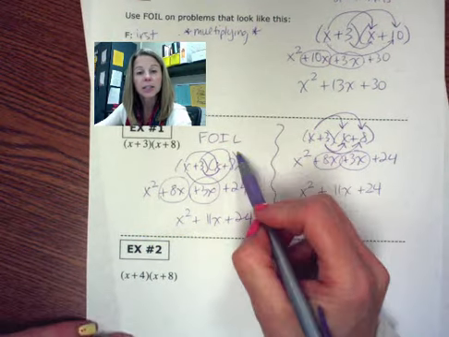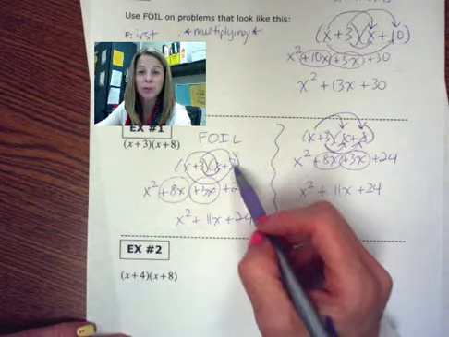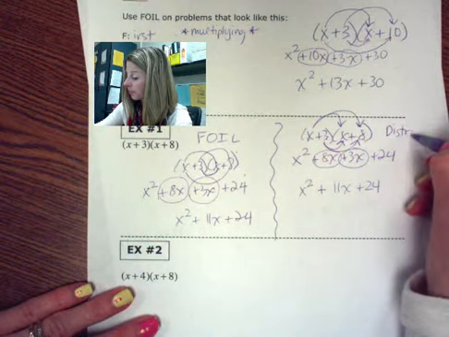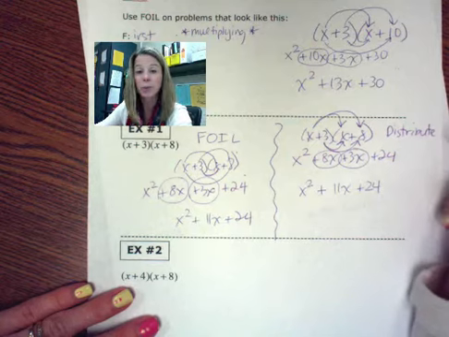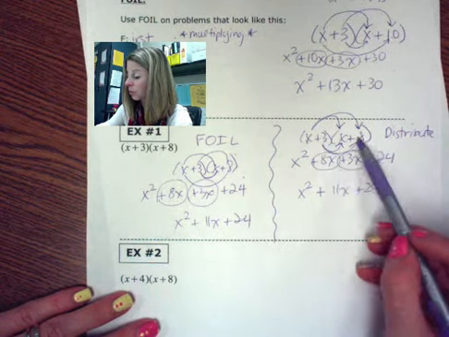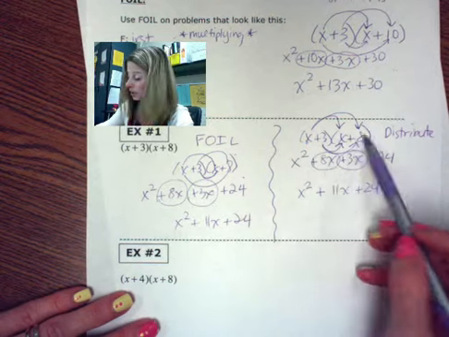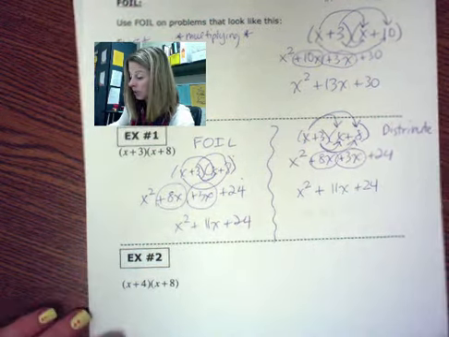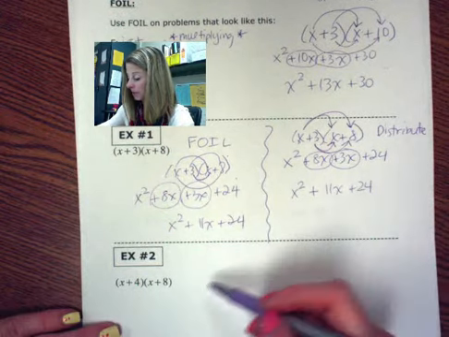So FOILing is just a catchy way to remember to multiply first, outer, inner, last. But I'm going to write the word distribute over here. You are really just distributing. But the key is you have to multiply. There are 4 different items. You need 4 different terms until you combine. Okay? So I'm going to go ahead and do both methods here again.